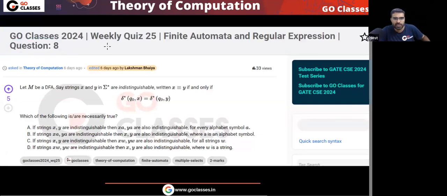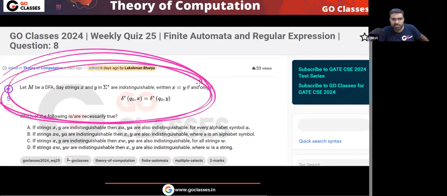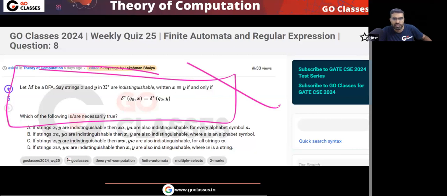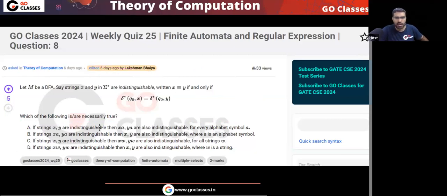Now let's see this question number 8 in this weekly quiz 25. This is similar to question number 7. Yes or no? The same definition. In the question number 7, we have already seen what this means. Okay, so now you just need to analyze these options.